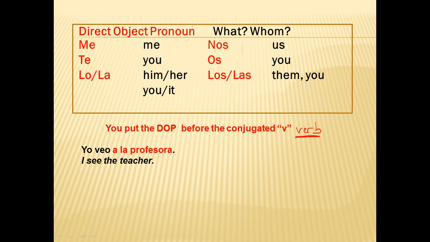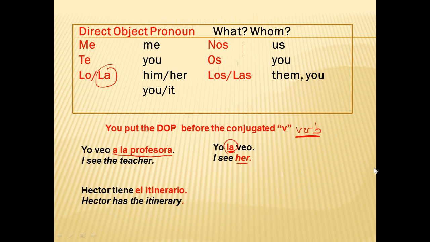So, yo veo a la profesora. I see the teacher. I see, whom do I see? The teacher is the direct object, okay? And you want to say, instead of saying I see the teacher, I see her. So her as a direct object pronoun is la. So when you rewrite it, it would be yo la veo. I see her. And you have to make sure it goes before the conjugated verb right here. That's very important. Because in English, it would be after. Okay? Make sure you write that example down as well.